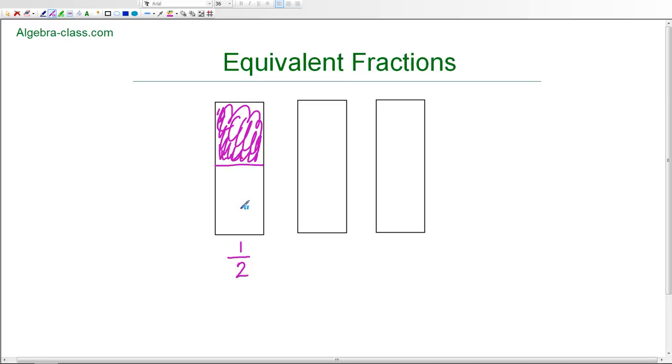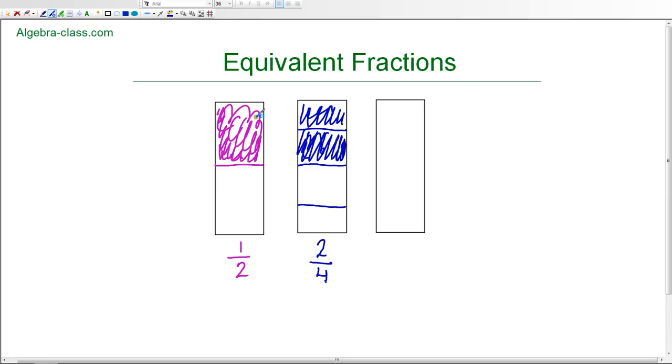the 2 total parts. Now, let's say that I have another Hershey bar, but this time I decide that I'm going to split it into 4 equal parts, and this time I'm going to decide that I'm going to eat 2 of those equal parts. So in this case, I have eaten 2 parts out of 4 total parts, or 2/4 of the Hershey bar.